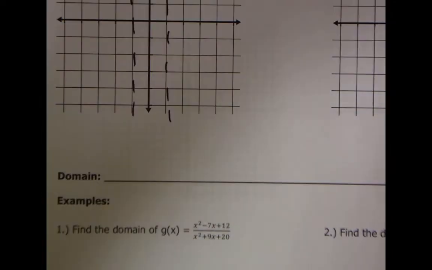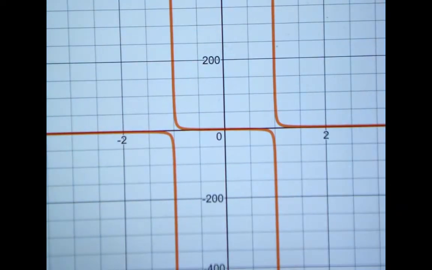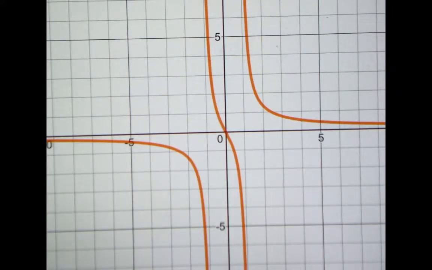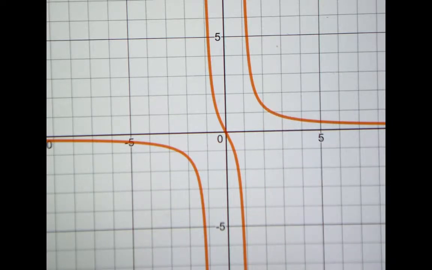The problem is that if we look at this graph, okay, let me return it back to normal. So that's what it looks like normally. If domain is all the x values, this line goes to negative infinity, and this line over here goes to positive infinity. It would take forever to write all the numbers that are included in this domain. So sometimes it's easier to write the domain based on what numbers it can't be.